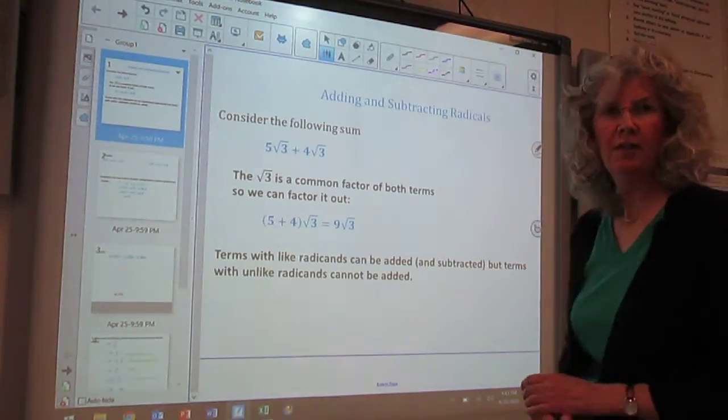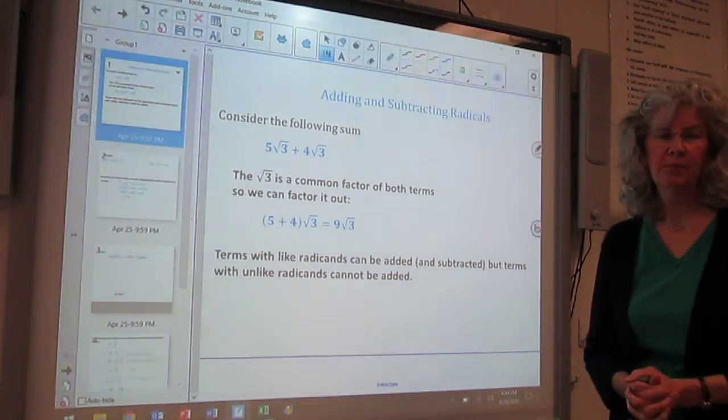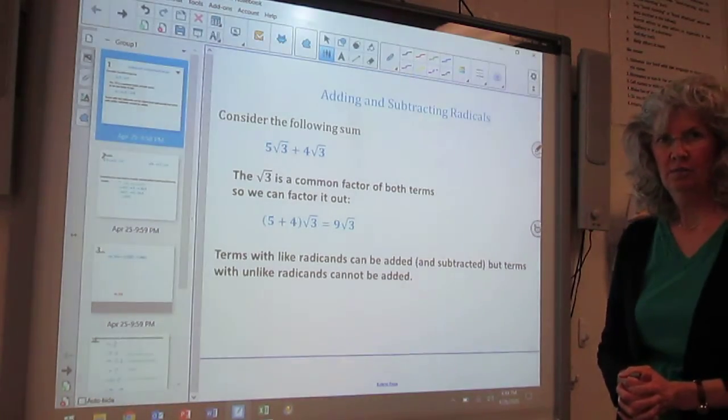Here we go, we're all ready for another algebra lesson. We've been discussing radicals, and this lesson is going to go over the addition and subtraction of radical terms.